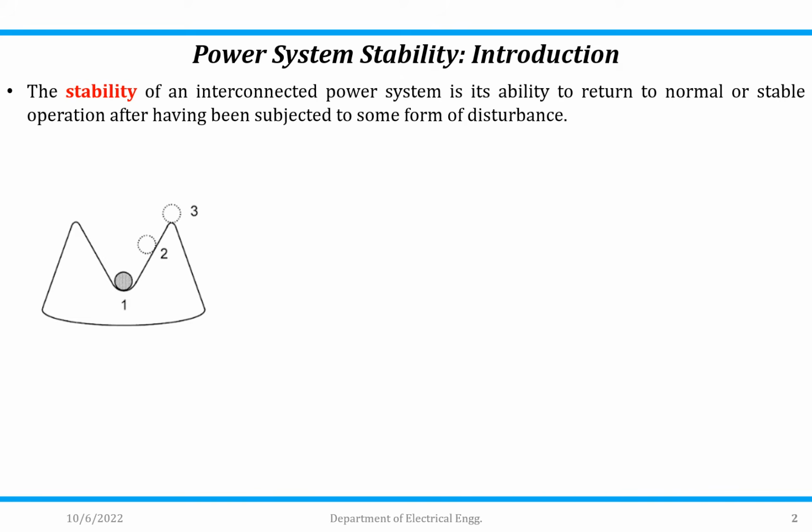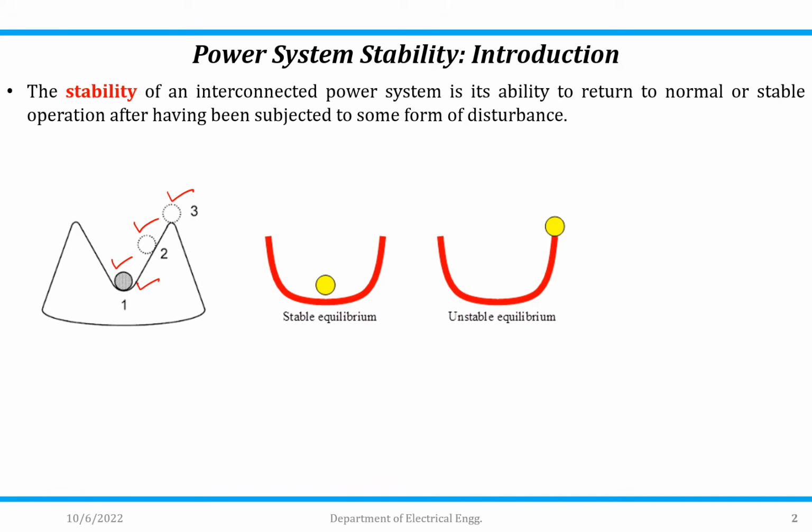Let us consider an analogy for stability. This is the ball with position 1, this is position 2 and this is position 3. The stable equilibrium corresponds to when the ball is resting at the bottom of the bowl. So here position 1 is a stable position. The unstable equilibrium corresponds to when the ball is resting on the edge of this particular structure. So here we observe it is possible for the ball to be at rest, that is in equilibrium, in both positions. In this second diagram, this is a stable equilibrium and this is an unstable equilibrium.